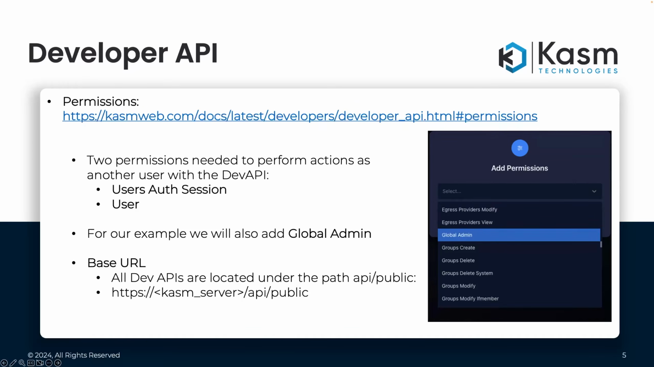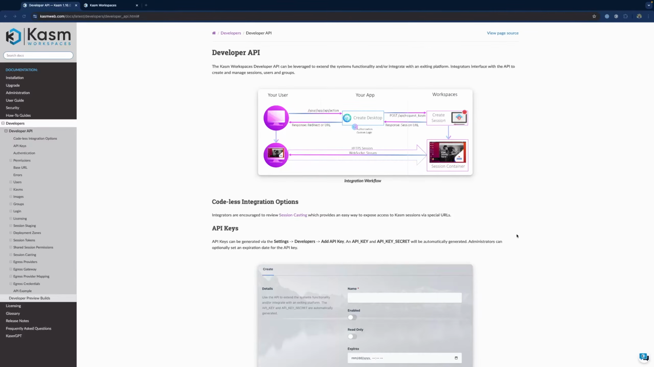All Dev APIs are located under the path API/public. So as an example, https:// the IP or fully qualified domain name of your Kasm server /API/public. We will now demonstrate how to create your API key and to show how to access APIs.